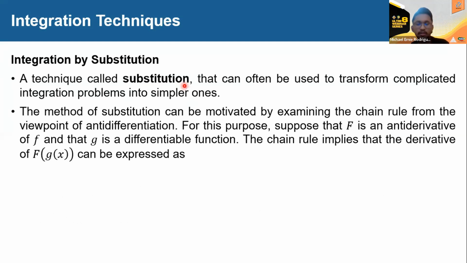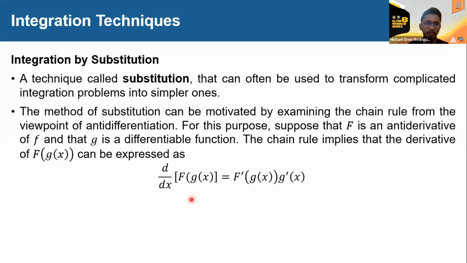So for the purpose, suppose that F, okay, capital F, is an antiderivative of small f and g is a differentiable function. And then, the chain rule implies that the derivative of F of g of x can be expressed as, okay, so ito yon, di ba, chain rule. So we have the derivative of F of g of x with respect to x. That is f prime of g of x times g prime of x. Okay, so this is the first derivative of g of x.